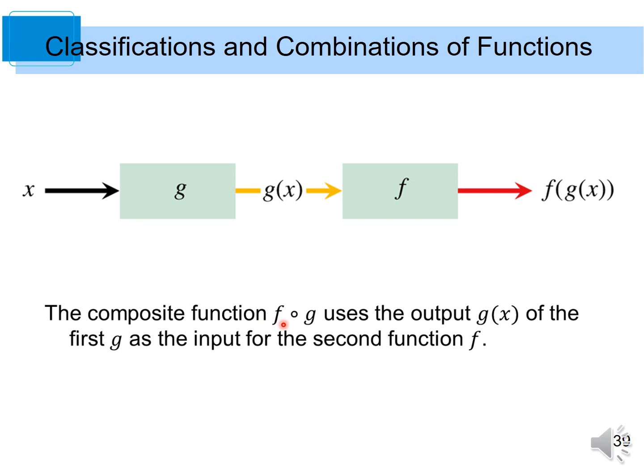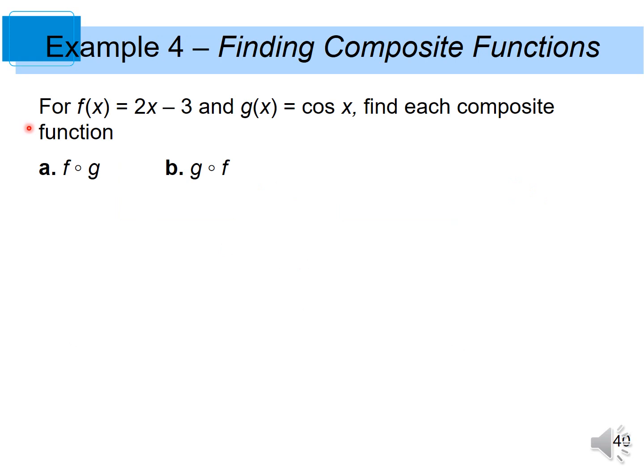The composite function f(g(x)) uses the output g(x) of the first function g as the input for the second function f. Given two different functions f(x) and g(x), find each composite function f(g(x)) and g(f(x)).